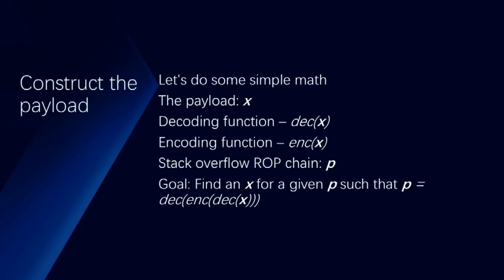Every time you want to solve a problem, you want to abstract it into a math problem, so we will do a simple abstraction here. First, I will call the payload x, the decoding function decode(x), and the encoding function encode(x). Our final stack overflow content should be p. So our goal is to find an x for a given p, such that p equals decode(encode(decode(x))). This is exactly what we want. The first x goes through decoding, encoding, and decoding again, and it becomes our stack overflow content.